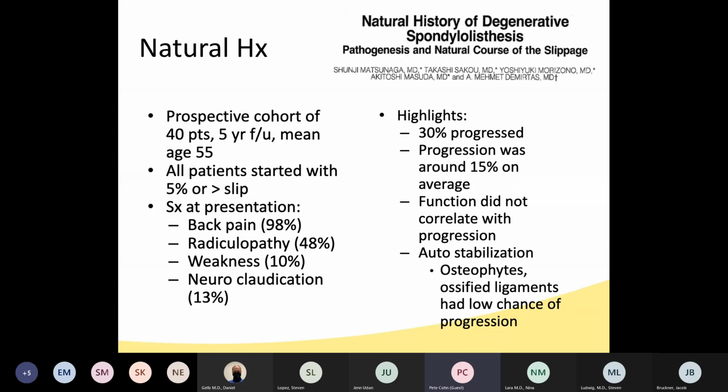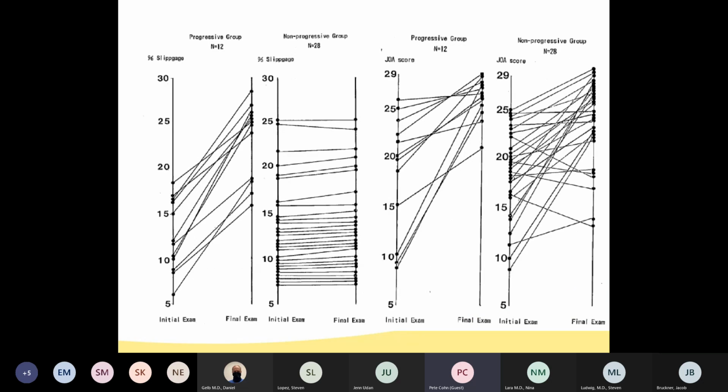But what they found in their paper was, A, that function and how people felt about their symptoms did not really correlate with progression of the slips. And they also found that a lot of these patients demonstrated what they call auto-stabilization, where as the disc degeneration progressed, there was less disc height, more osteophytes, and ossified ALL, and all that contributed to less motion at the joint, and actually it had a protective effect in terms of slips not progressing. So this is just kind of an image of their data.